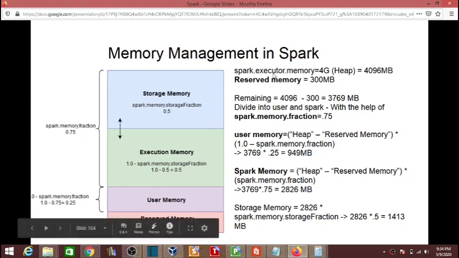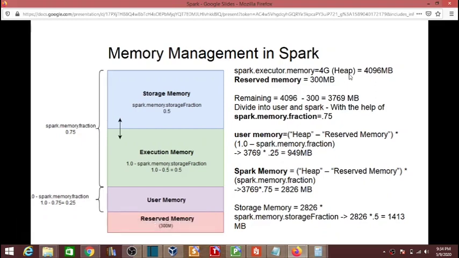If you see, I have assigned 4 GB to Spark executors, which is also called the heap memory. 4 GB is equal to 4096 MB, and this is the syntax of setting executor memory in Spark. Now, when we give this amount of memory to Spark, it's divided into 4 parts.